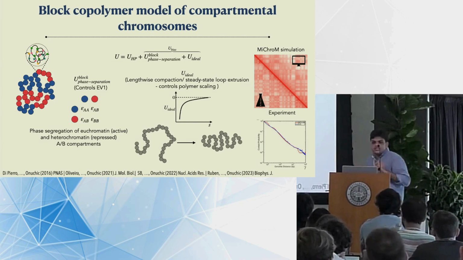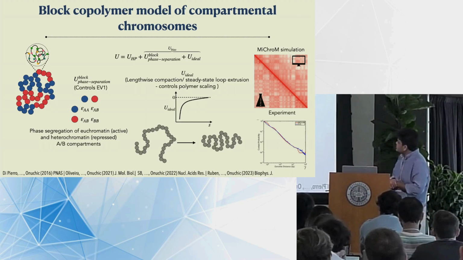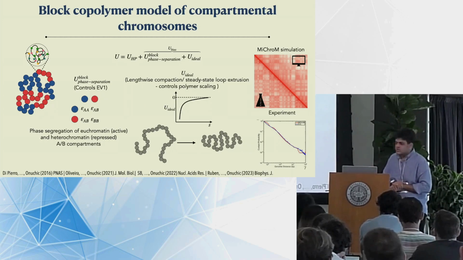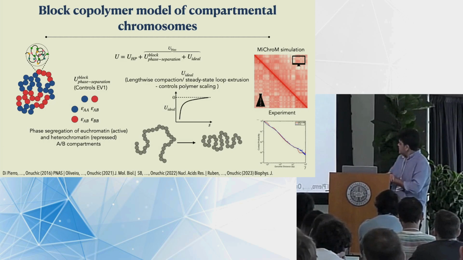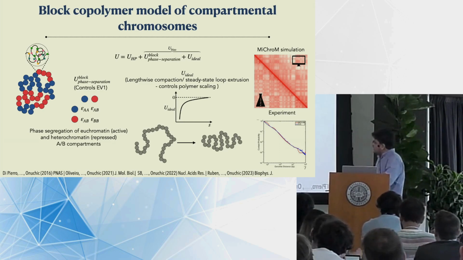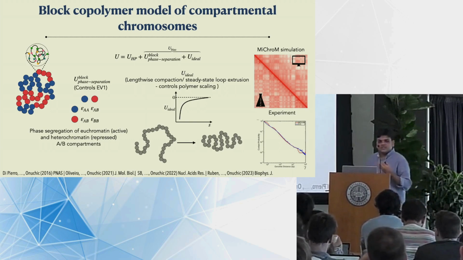The other important ingredient of chromosomes is that it's locally crumpled. It's lengthwise compacted, which is encoded in this ideal chromosome term. Basically, this is an effect of a steady-state loop extrusion. So the idea is that once you turn on this ideal chromosome term or potential, a polymer which is entropically dominated, which is fluctuating, will basically fold into something like a locally crumpled structure, which is the effect of steady-state loop extrusion or lengthwise compaction.